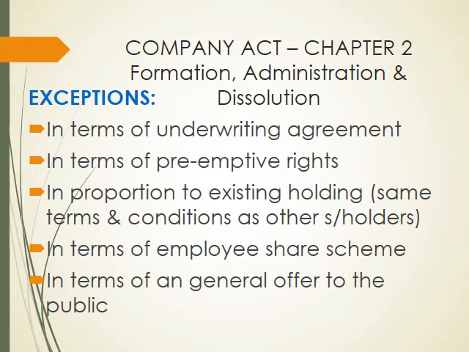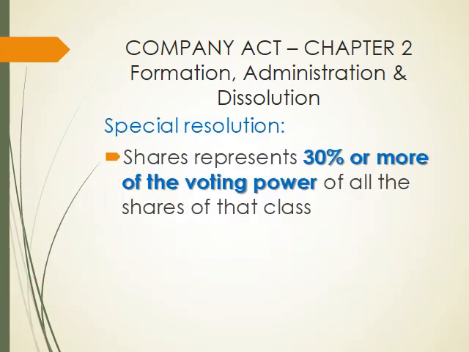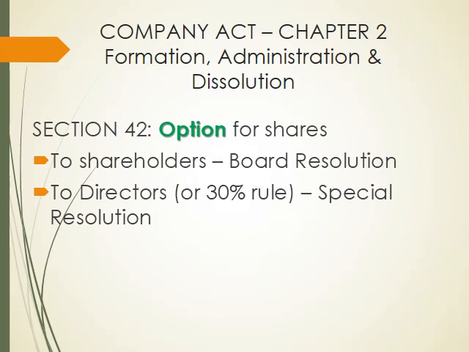The exceptions to this rule are when the issue of shares happens in terms of an underwriting agreement, in terms of preemptive rights, or is in proportion to existing shareholdings, where the existing shareholding and the new shareholding share the same terms and conditions as with the other shareholders, or this new issue is in terms of an employee share scheme or in terms of a general offer to the public where these directors then take up that offer. Where shares are issued that represent 30% or more of the voting rights, then a special resolution is also required.